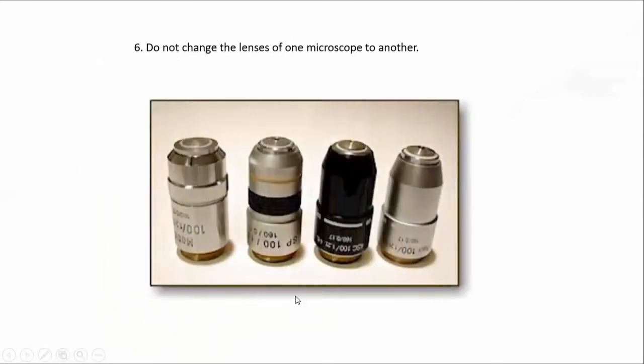Sixth one, do not change the lenses of one microscope to another. When you change the objective lenses of one microscope to another, sometimes there might be errors in your observation. So to prevent that, it's best not to change the lenses from one microscope to another.